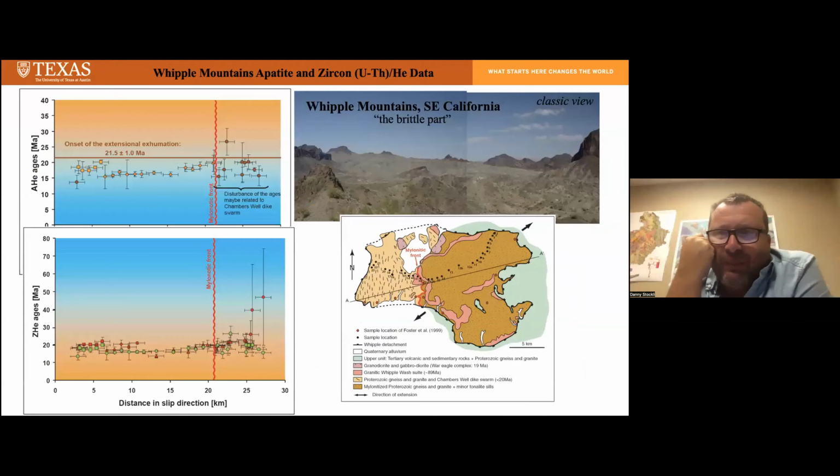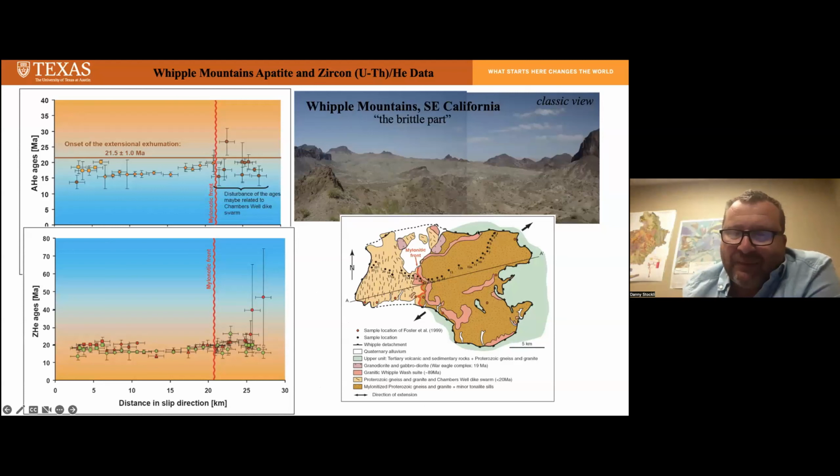Okay, good. So let's get to the Whipples here. There's a classic view that Whitney already showed. And so, many years ago now, we did this transect for about 40 kilometers, from the up dip end of the footwall through the mylonitic front into the footwall mylonites of the Whipple metamorphic core complex to the down dip end of the exposure, more or less in slip direction.